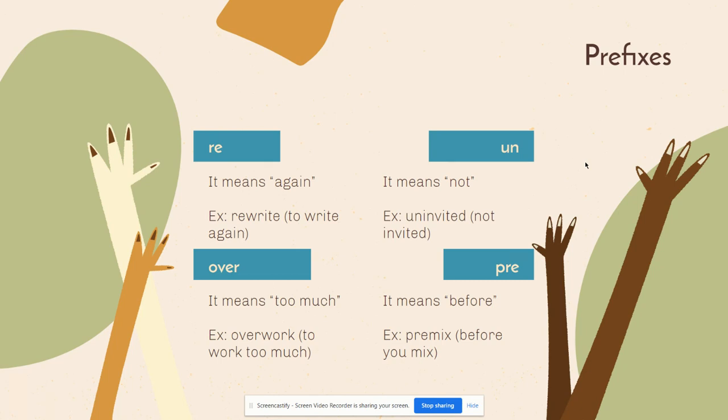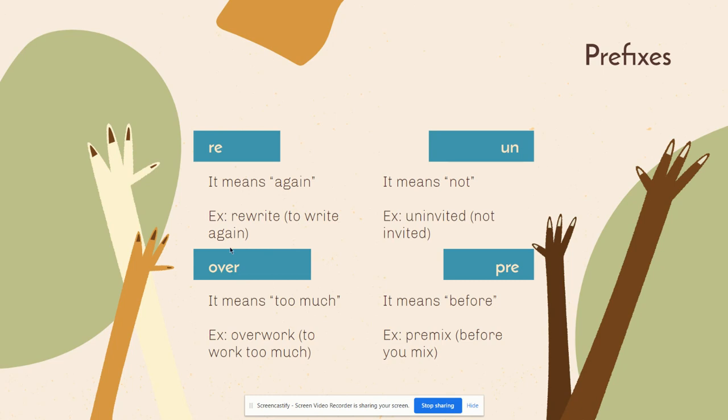So last week we talked about two of them: re, which means again, and un, which means not. When I'm talking about re, example, rewrite, to write again. Example, uninvited, not invited. If you are uninvited, that means that you are not invited. Un means not.